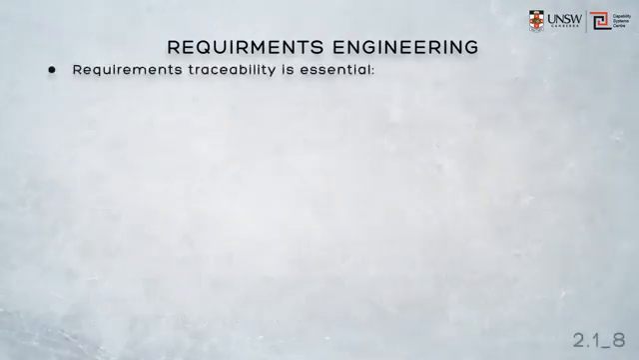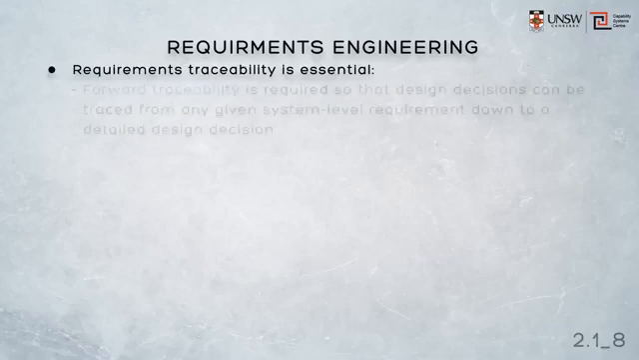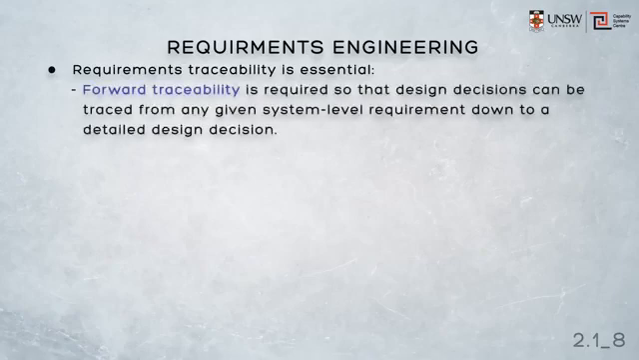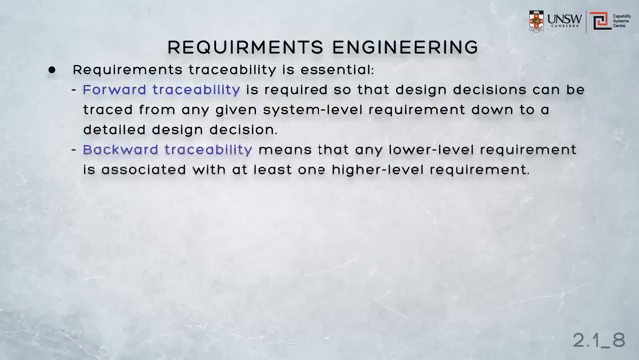As part of requirements engineering, we'll see later requirements traceability is essential. We have two sorts of traceability, and both traceabilities allow us to be able to trace design decisions from any level to any other level. Design decisions that are traced from the system level down to the detailed design decision we call forward traceability. And similarly, any individual design decision must be able to be justified by being associated with at least one high-level requirement. We call that backward traceability.